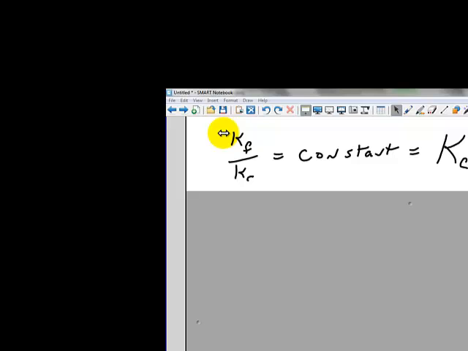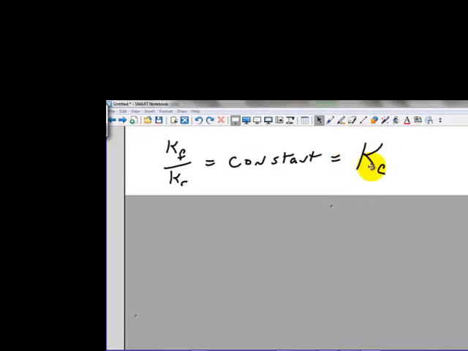Let's think about that a little more closely. The ratio of rate constants, Kf over Kr, is equal to a constant. We're going to call this constant capital K. This is the equilibrium constant. We're going to call it K sub C because we're talking about the equilibrium constant in terms of concentration.